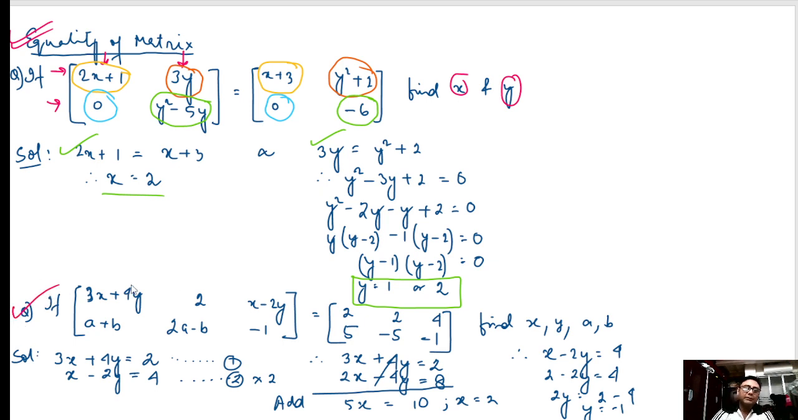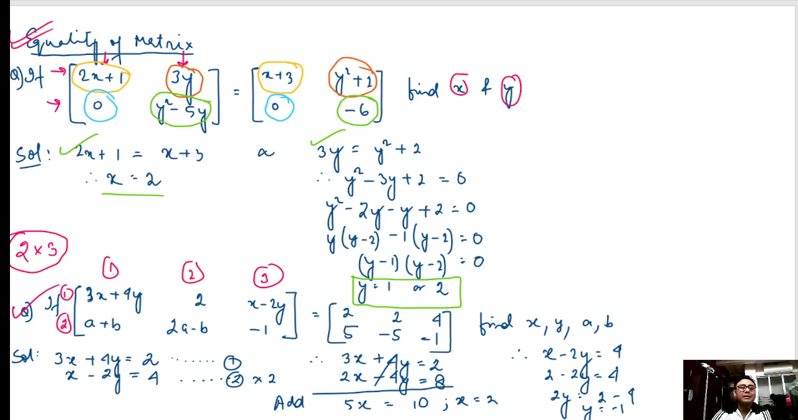Another one, see, we have taken a 3 column, first column, second column, third column, and it is the first row and the second row. So it is a 2 by 3 matrix, 2 rows and 3 columns. Similarly, this is also a 2 by 3 matrix.